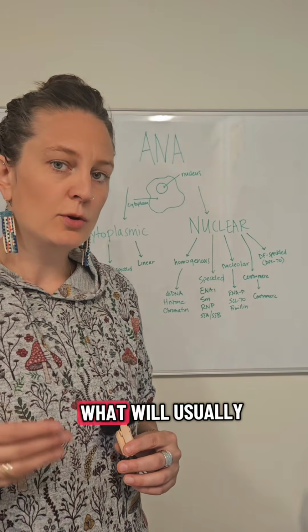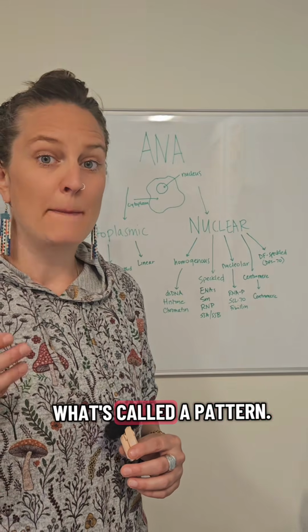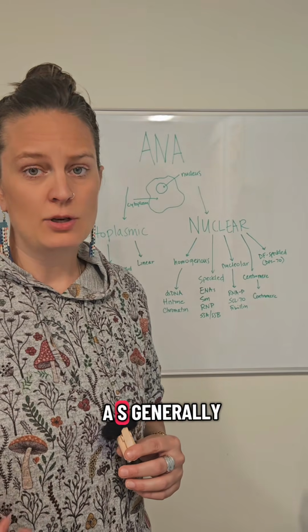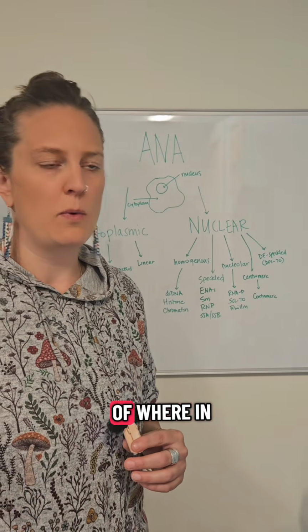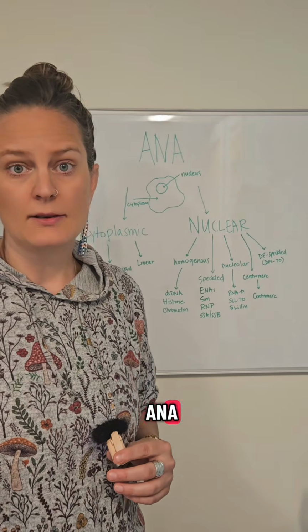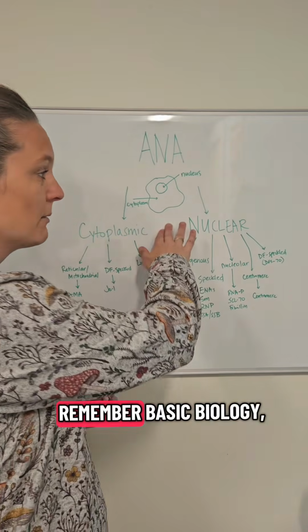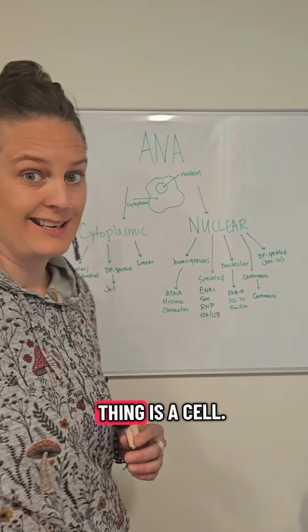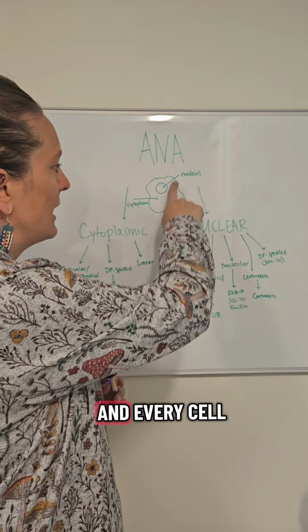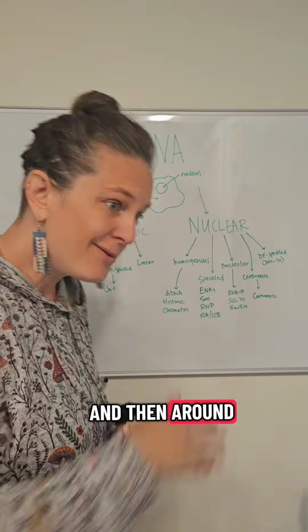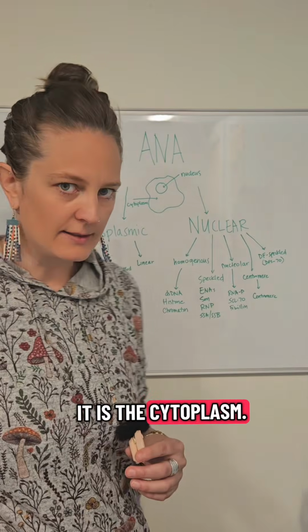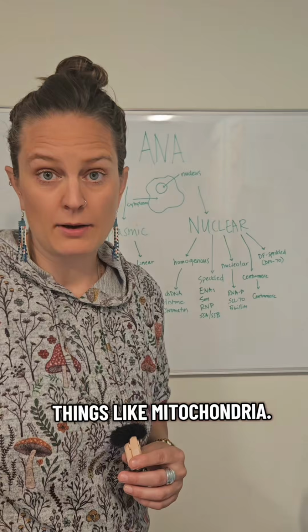But on top of that, what will usually be reported is what's called a pattern. Now, ANAs generally come in two types of patterns, and that pattern is based off of where in a cell the ANAs are affecting. So if you remember basic biology, this egg-looking thing is a cell. And here, every cell has a nucleus. That's the powerhouse, the brain of the cell. And then around it is the cytoplasm. That's where a lot of other things are housed, things like mitochondria.